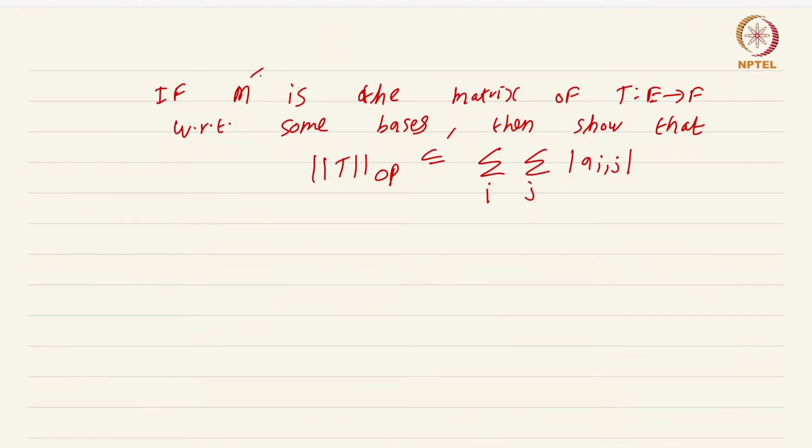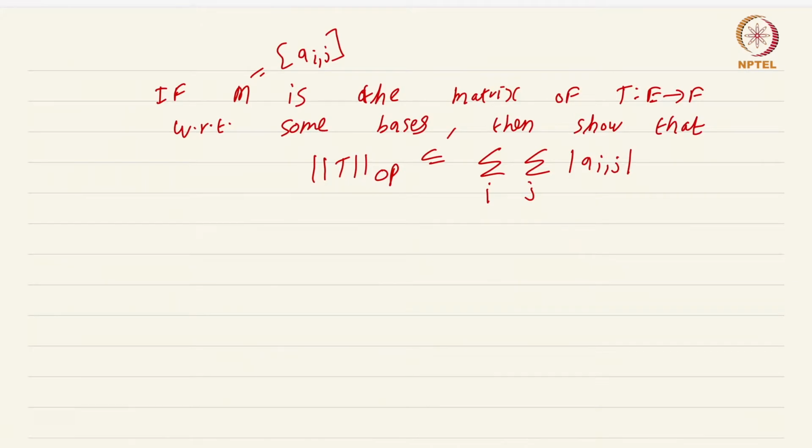Okay, so where this M is nothing but aij. So suppose you have a linear transformation from E to F and you represent it as a matrix M with respect to some pair of bases, then the operator norm of T is bounded by this quantity. Okay, so this is going to be very useful in various scenarios.